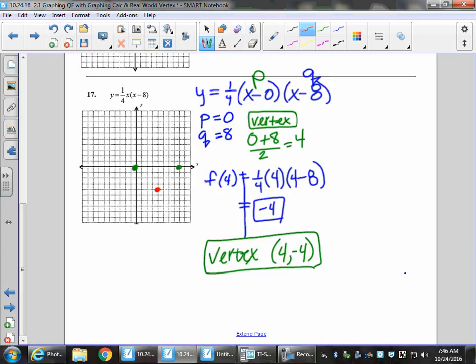How many points do you now have? 3. That technically is enough to draw the quadratic. If you want to get one more, that's fine. But for intercept form, that's as far as I need you to take it. The other two forms, standard and vertex, I do need the table 2 above, 2 below. What else would we ask to say about this graph?